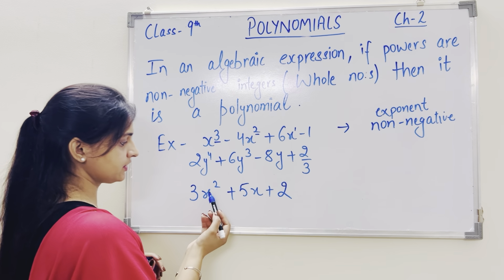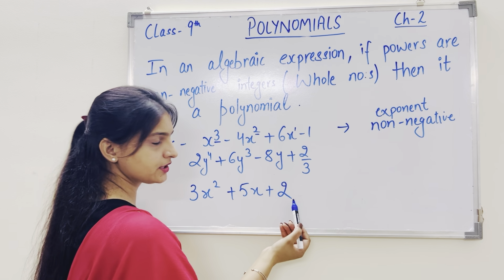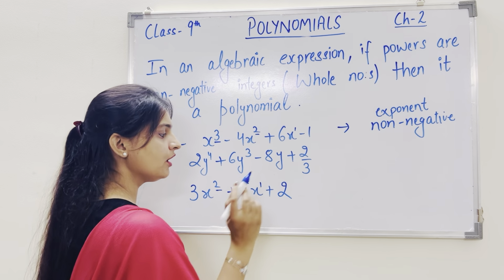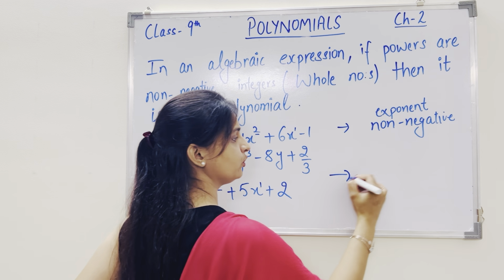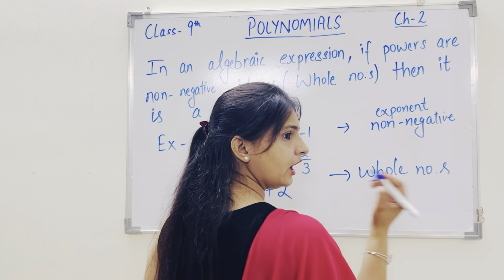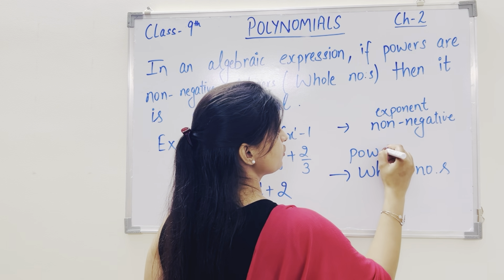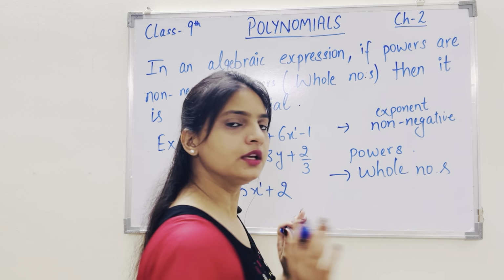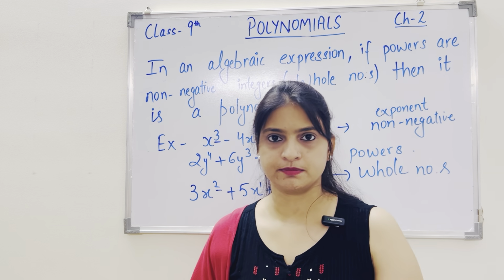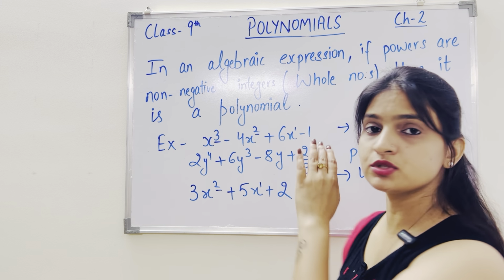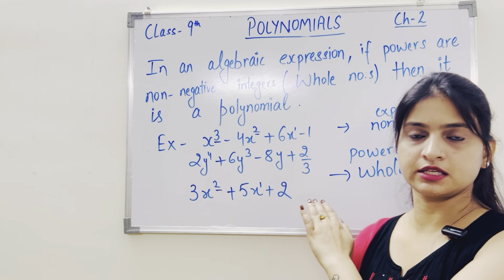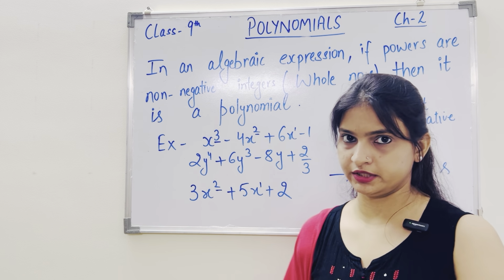Similarly, in this expression 3x square plus 5x plus 2, all the powers or exponents are positive here, or you can say whole numbers. Powers should be whole numbers. This is the definition of a polynomial: if an algebraic expression has non-negative powers or non-negative exponents, then we can say the given algebraic expression is a polynomial.